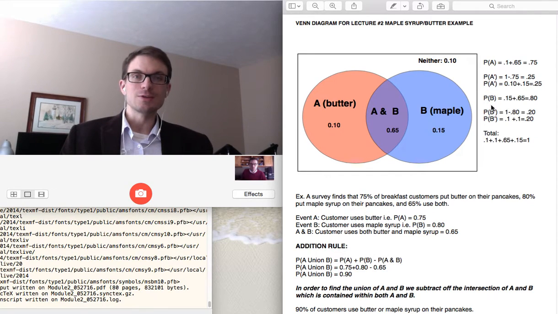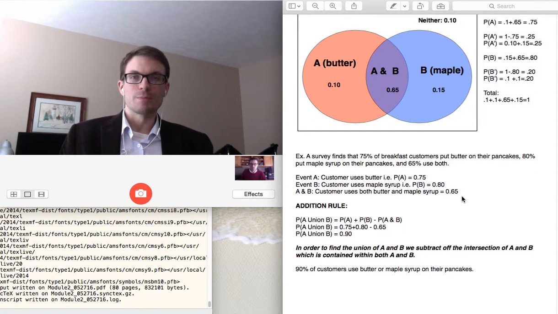Probability of event B is probability of selecting somebody who uses maple syrup on their pancake. And so this is going to be those who use only maple syrup, 0.15, plus those who use maple syrup and butter, 0.65, for a total of 0.8. That's the 80% of those who use maple syrup on their pancakes. And again, we can use our complements rule to find the percentage of those who don't use maple syrup, and that's 20%. And again, in order to calculate that 20%, we alternatively could have added up those who use only butter and those who use neither.